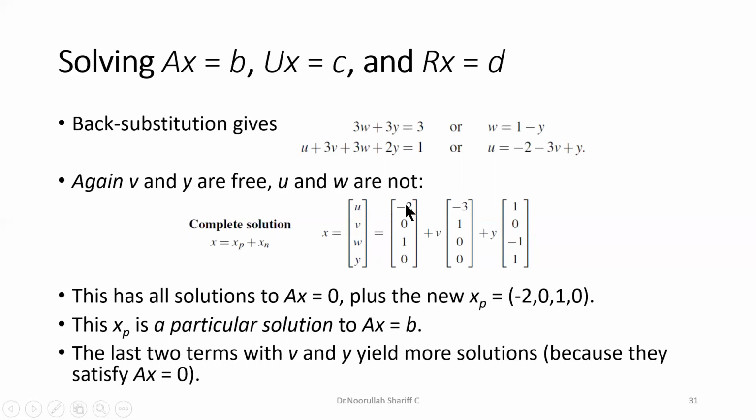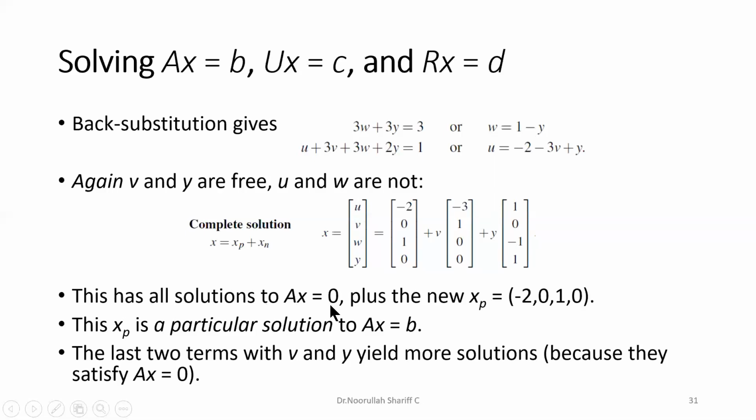u is equal to minus 2 plus of minus 3v plus of 1 into y. And that is what we have over here. v is 0 plus 1v plus 0y, and that's nothing but v equal to v. w is 1 plus 0v plus y into minus 1, that is minus y, and that is nothing but 1 minus y. y is nothing but 0 plus 0v plus 1y.